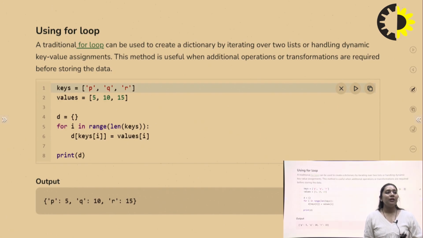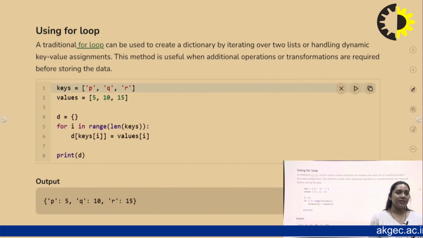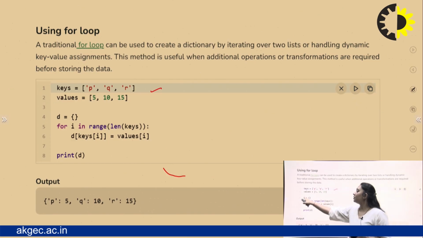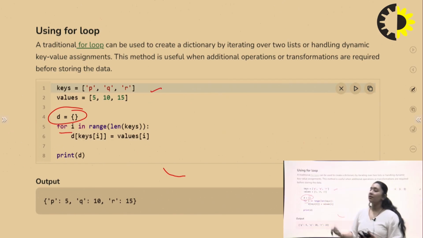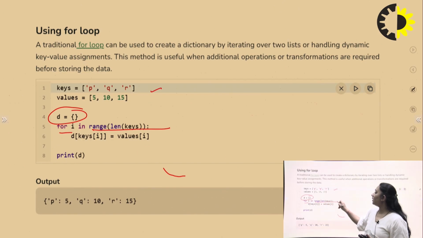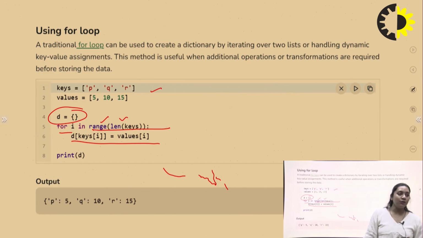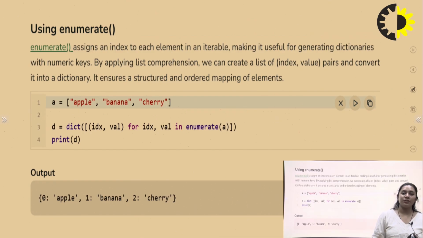By using the loop, you can create a dictionary by iterating over two lists or handling the data using key value assignments. So this method is very useful for adding operations or transforming any type of required data before storing the data. Let's take the keys and the value pairs. After that just generate the empty dictionary. After generating the empty dictionary, use the for loop, for i in range, using the range and length functions, length of the keys, and just simply write the keys and value and print the D. You can get the output. Next is the enumerate function in dictionary.